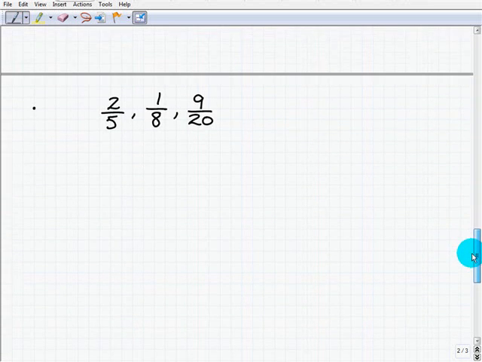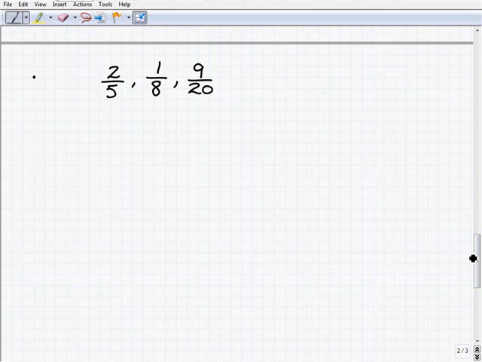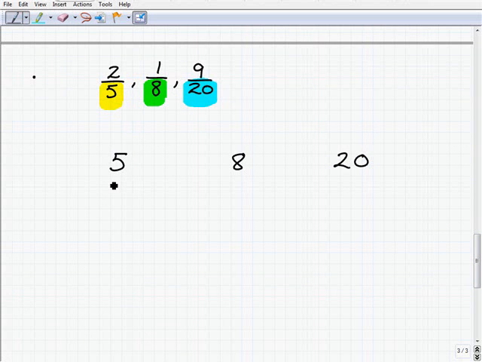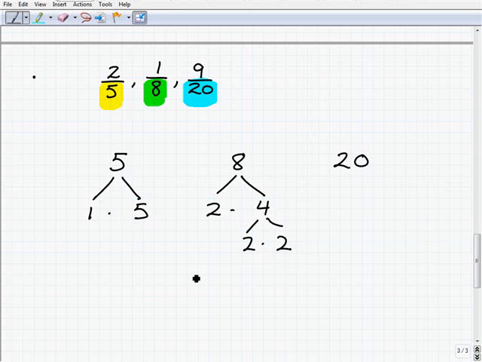Here we have 3 fractions, but the procedure is still the same. What we need to do is prime factor each one of these denominators to find the LCM. So let's go ahead and do that. We have 5, 8, and 20. So go ahead and prime factor each. 5, once again, prime factors as 1 times 5. 8 is 2 times 4, or 2 times 2 times 2. We'll write this down nice and neat in a second. 20 is going to be 4 times 5, or 2 times 2 times 5.